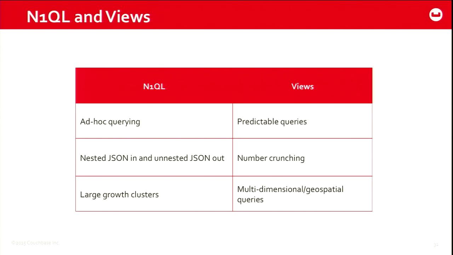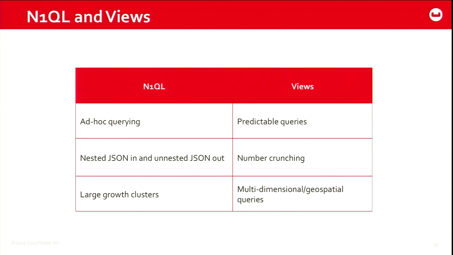So in terms of data modeling, what concerns are there? One is that with Nickel, you're dealing entirely with JSON. So you can have multiple levels of nested JSON documents and query those in quite complex ways and come out with an unnested JSON result. So you get back the result that is what you want rather than having to process it on the application layer.